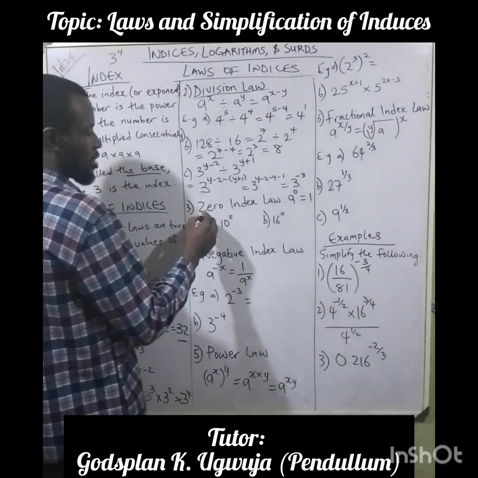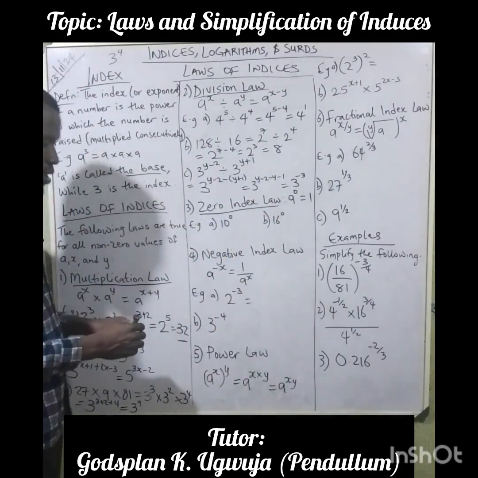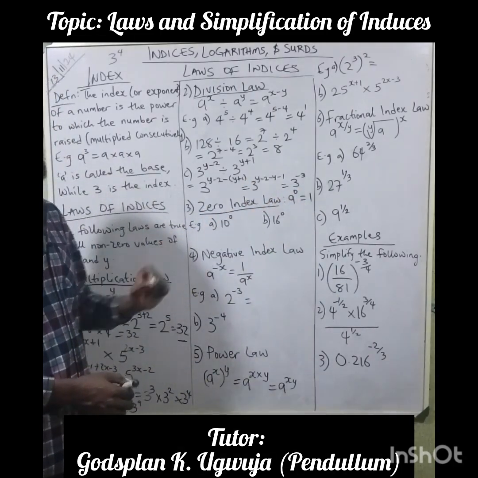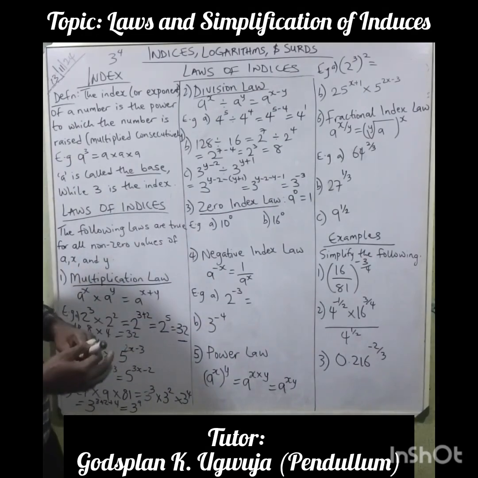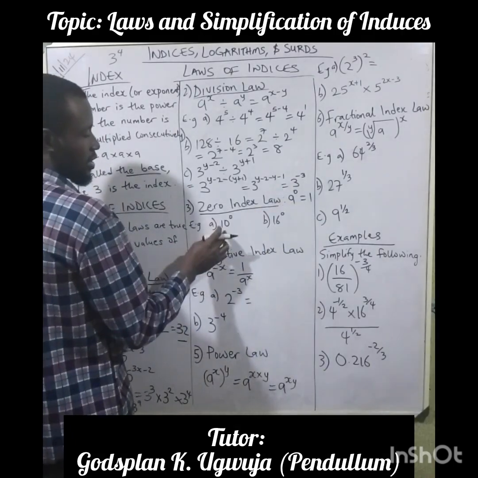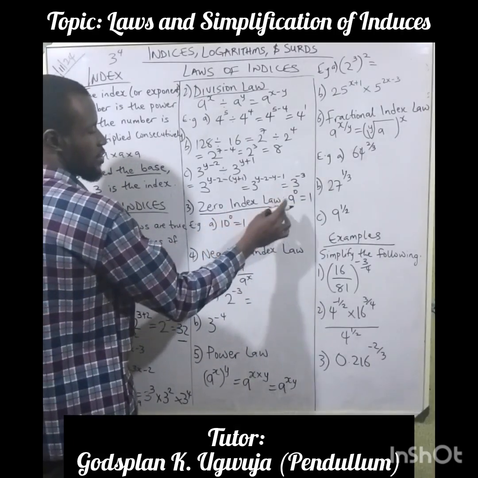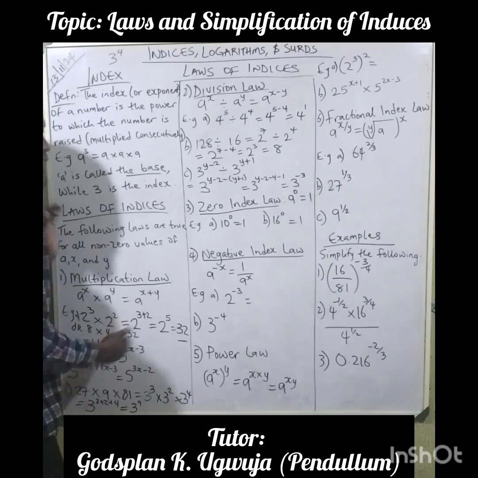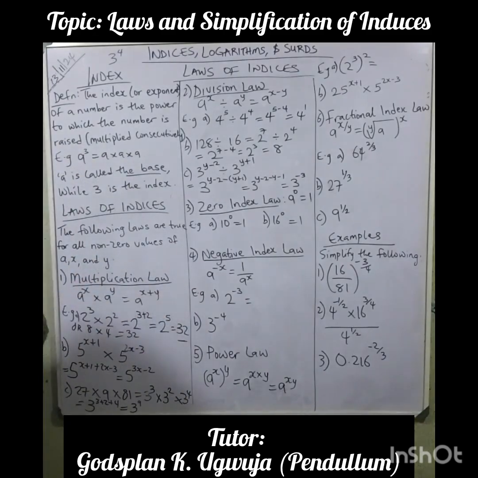Now we have the zero index law, a very simple law. Any number raised to power 0 is 1. Any base raised to power 0 is 1. So a raised to power 0 is 1, 10 raised to power 0 is 1, 60 raised to power 0 is 1. Just have that at the back of your mind. Any number raised to power 0 is 1.